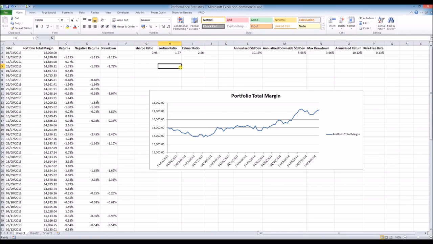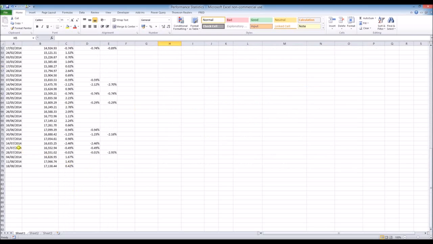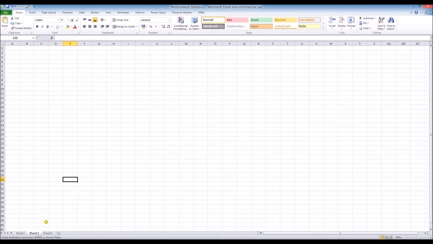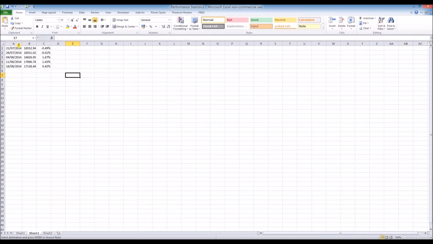So as I went through earlier in the video, we're now going to spend part 2 of this tutorial on looking at how you record inflows and outflows of capital, and how that can affect portfolio performance if you don't account for it correctly. So we don't want inflows of capital to upwardly skew our portfolio performance, and vice versa for outflows of capital. So to go through a couple of examples, I'm just going to take the last 5 periods of data and copy that as values into sheet 2.